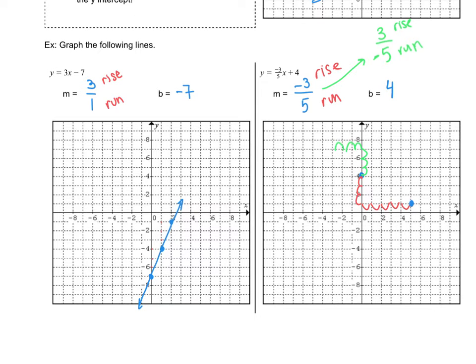1, 2, 3, 4, 5. And see how it matches the rest of my points? This is still good. So now we connect our dots, put an arrow, the line's going down, so I'm happy. So main thing here, make sure you do plot the y-intercept on the y-axis, okay, and not on the x-axis, and be careful with your signs. So positive means up for rise, to the right for run.